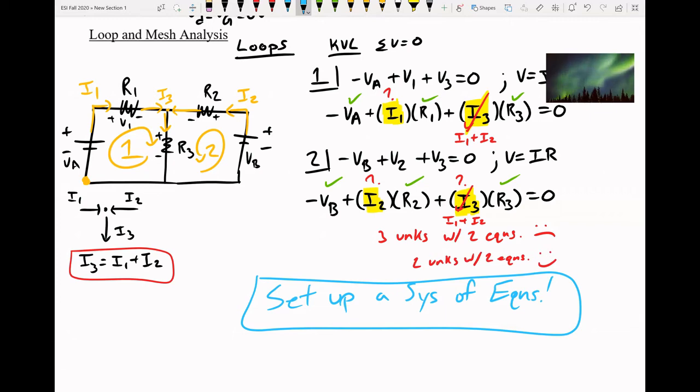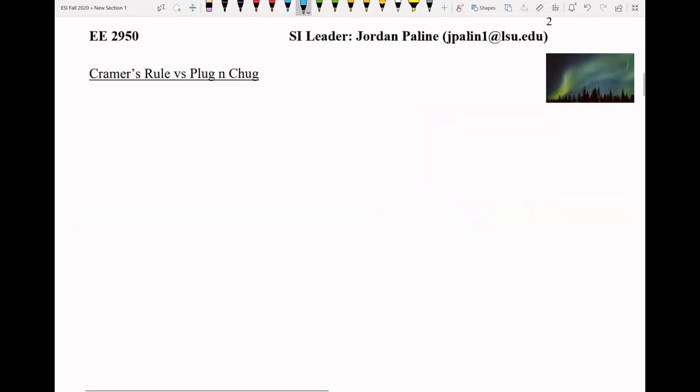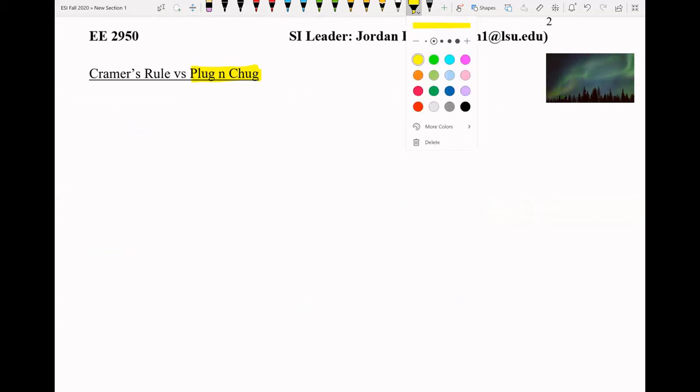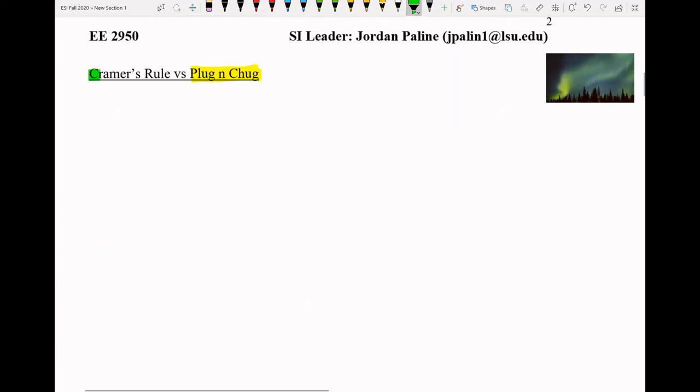Now, how do we solve for those unknowns? I'm glad you asked. Let's take a look. So we have everyone's favorite method, plug and chug. And we may or may not be familiar with a different method called Cramer's rule, which is a little bit more complicated, but very, very useful.